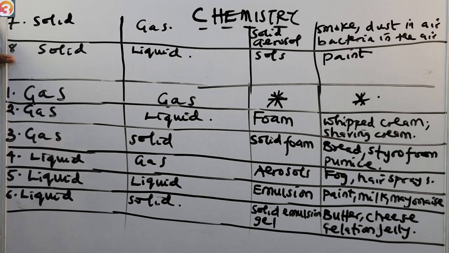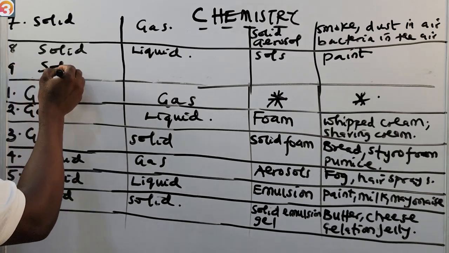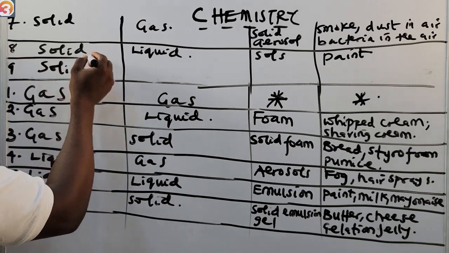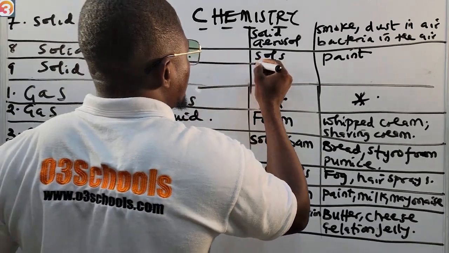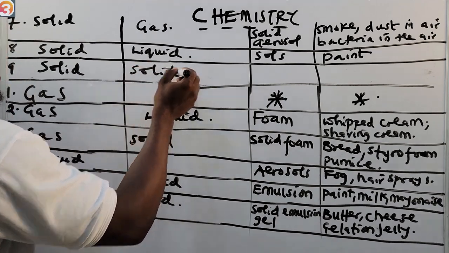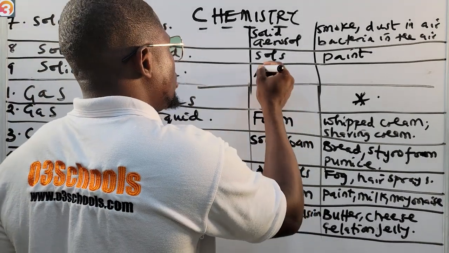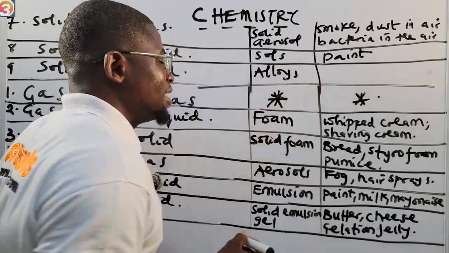Then we have solid dispersed in solid. Solid colloidal systems are called alloys.